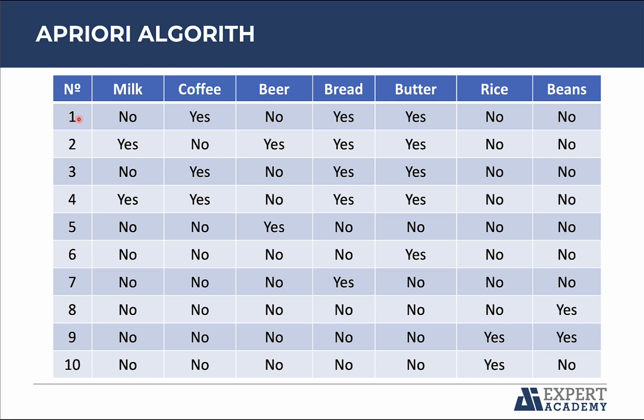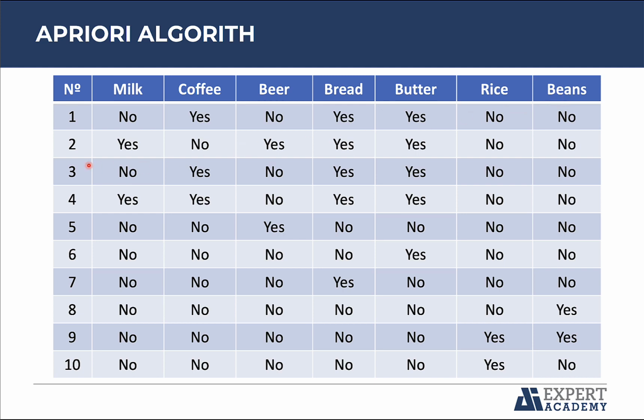Each transaction is related to a customer that went to the supermarket and bought some products. For example, the first transaction or the first customer didn't buy milk, bought coffee, didn't buy beer, bought bread, butter, and didn't buy rice and beans.